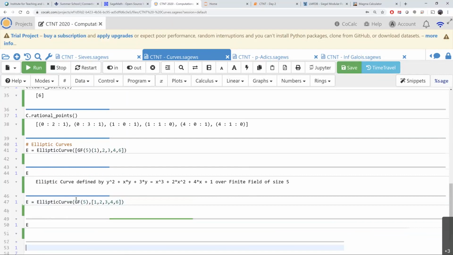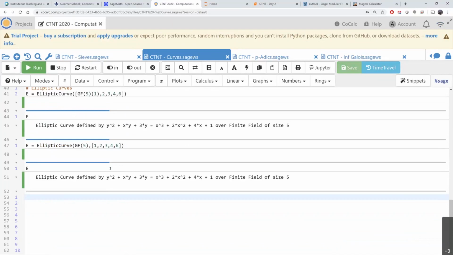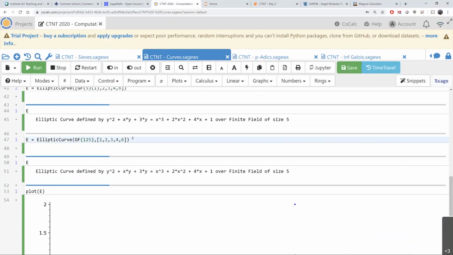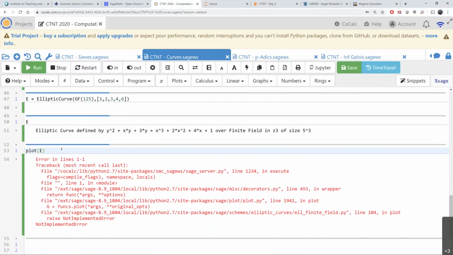A weird feature is that I can plot elliptic curves, so I can plot them in the affine space. So here is a weird plot of an elliptic curve. Maybe if we go back and look at this elliptic curve over the field with 125 elements instead, maybe that will give me something more exotic. Oops, what happened? Not implemented. I thought I had done this before.